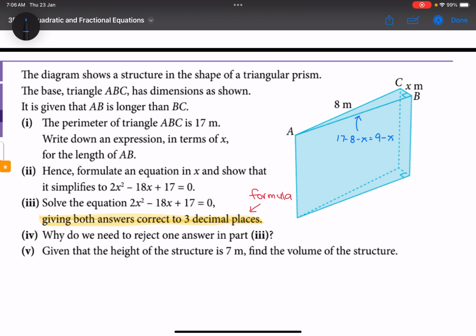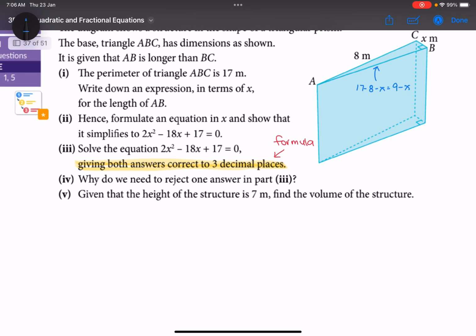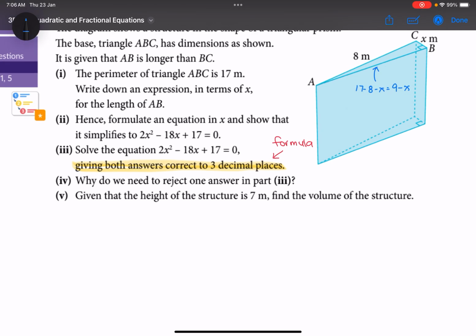Don't spam answers for me. Statements are required. So answer the question properly. Label your working. AB is 9 minus x meters. Units are important. Make sure you bracket up before you put your units.